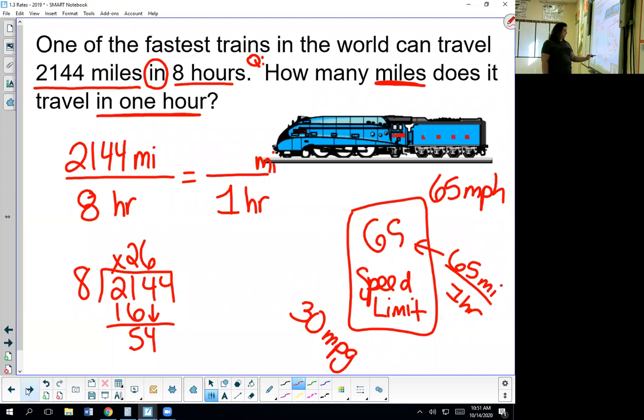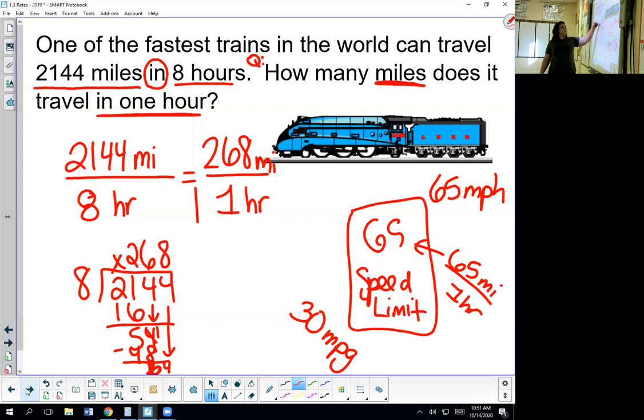8 times 6 is 48. Difference of, now see, I'm borrowing in my head, so excuse me, that's 6. And then bring down the 4, 64 is 8. So it can go 268 miles in 1 hour. Trains can, as long as they are moving, go pretty fast. That's the fastest train in the world. I don't know where that was, but okay, there's the answer.